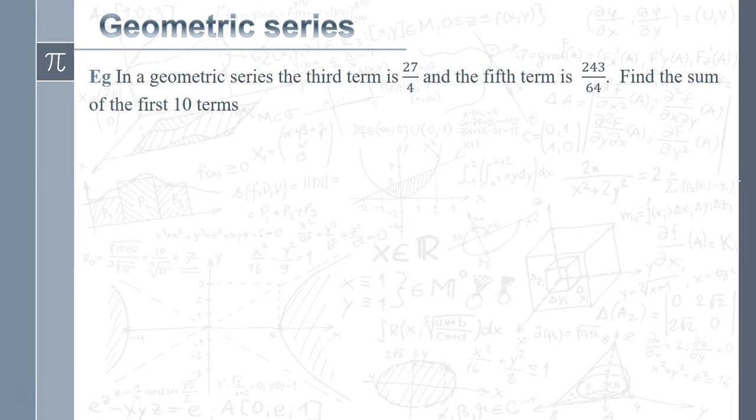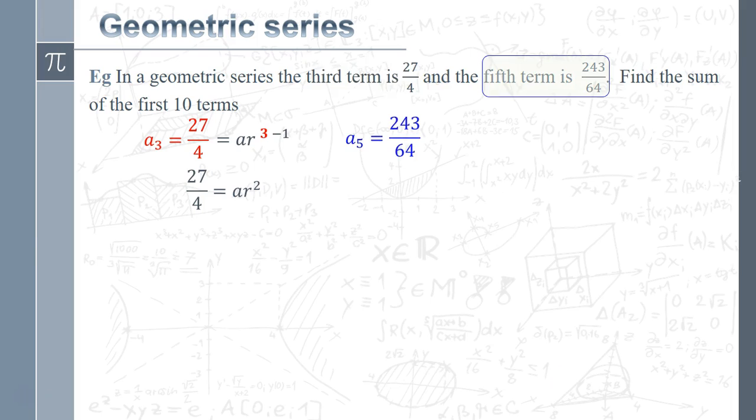Let's have a look at the kind of question where we've got to extract some information from the question and do some calculation to find out a and r. Same kind of thing as we had with our arithmetic sequences, so let's take our information. That's our first one, so we've got 27 over 4 equals ar squared. And let's take that piece of information, there's a5. So we've got 243 over 64 equals ar to the power 4.